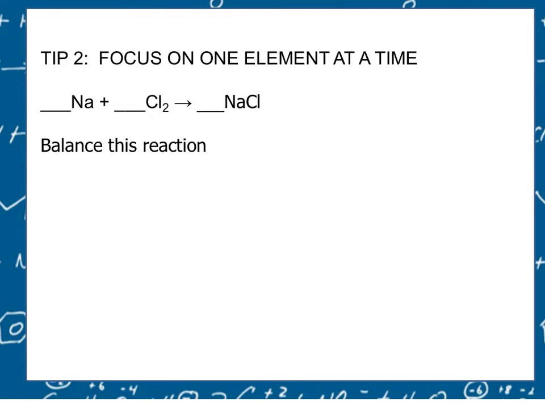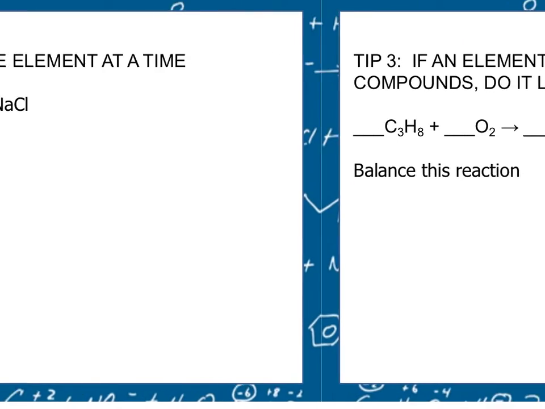I have 2 chlorines. I have 1 chlorine. So I have to put a 2 here, which balances my chlorines, but it upsets my sodium. So I'm going to have to go back and think about my sodium again to make there be 2. So try and focus on just one element at a time. That comes natural to a lot of people.